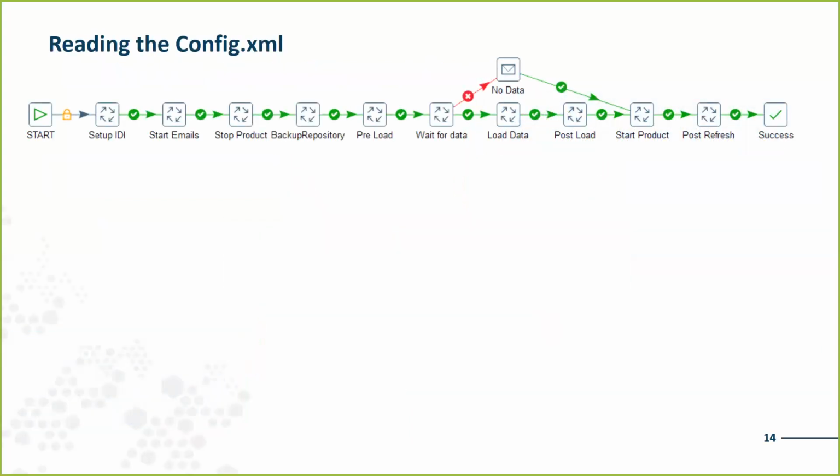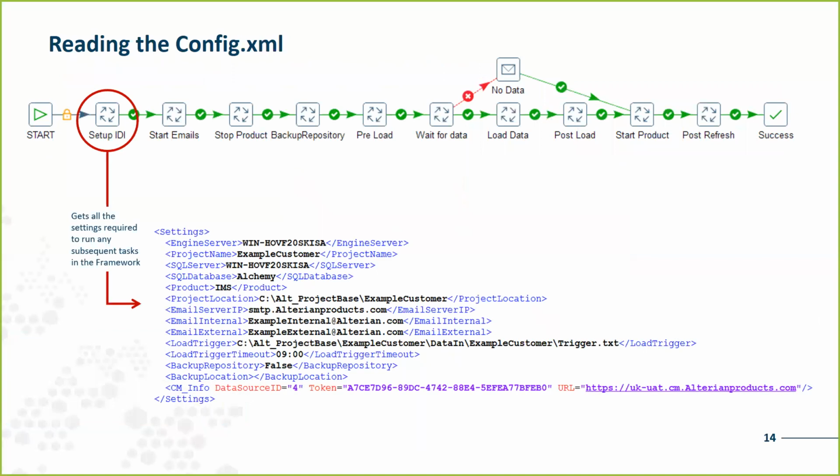Okay, so what the framework actually does in the setup IDI, it will read a config file that will look something like this, and it will read all of these settings and set them in as variables in the framework. So all of these settings can be subsequently used in the job itself. You'll see, for example, we've got some SMTP details there, and we've also got trigger file details and trigger file timeout details and what have you.